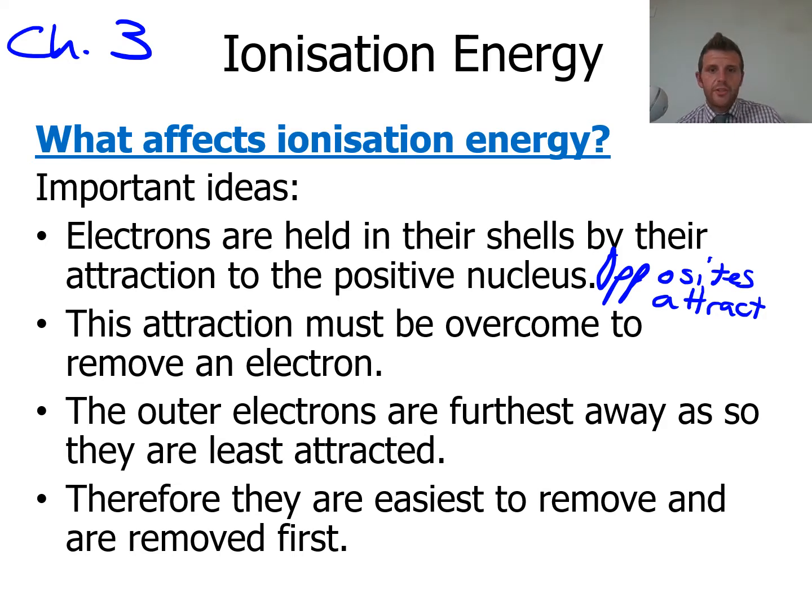This attraction must be overcome to remove an electron. In other words, I need to put in enough energy to pull the electron away from the nucleus. Think about pulling the moon away from the Earth. The gravity is holding us together in orbit, so you'd have to put energy in to remove it out of that orbit. The outer electrons are furthest away, so they are the least attracted.